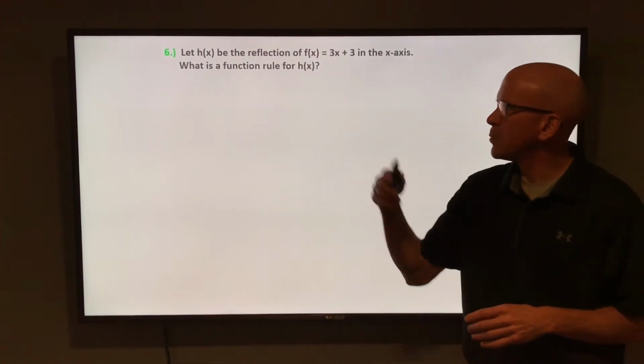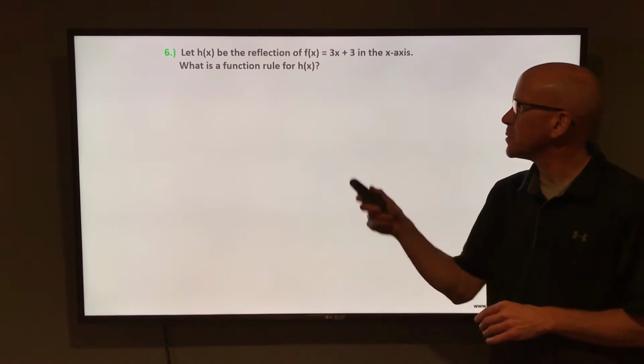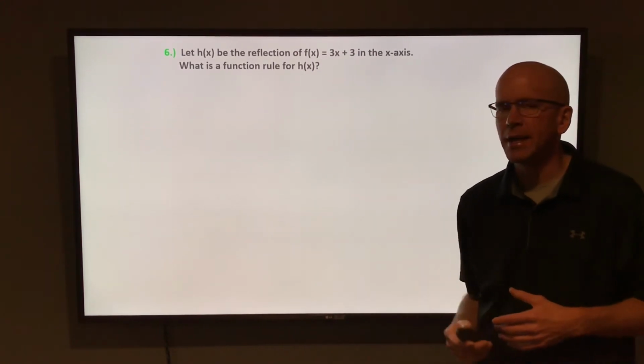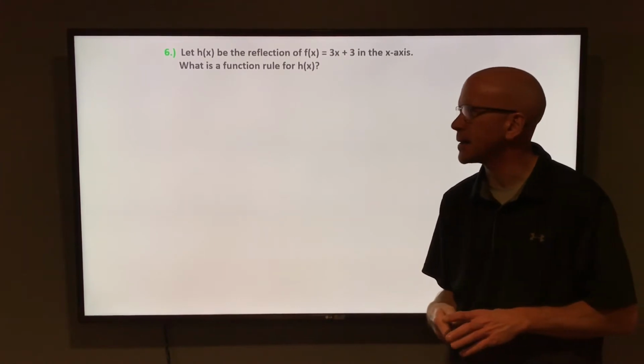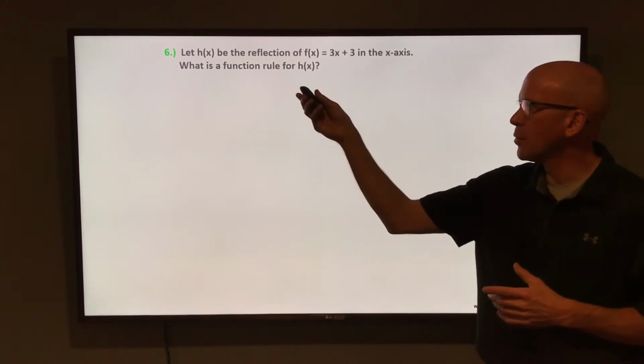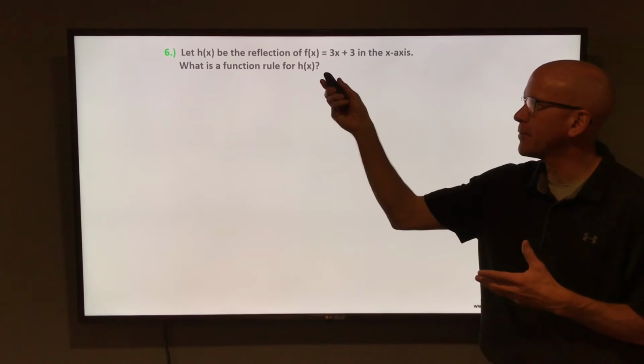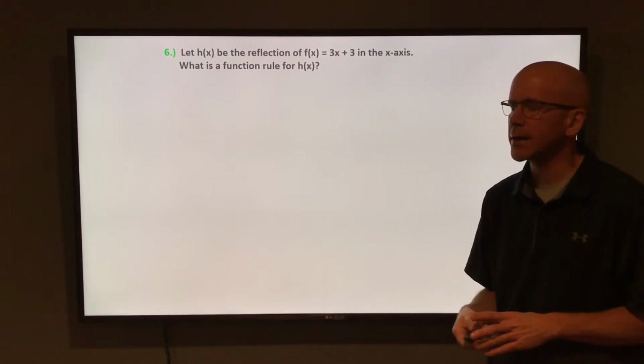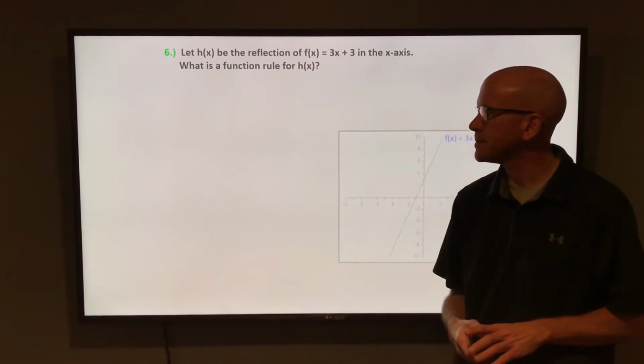Let h(x) be the reflection of f(x) = 3x + 3 in the x-axis. That means you're going to take this f(x) = 3x + 3 and reflect it over the x-axis. What is the function rule for h(x)? So we're going to change this f(x) into h(x), and the h(x) will show the reflection over the x-axis.